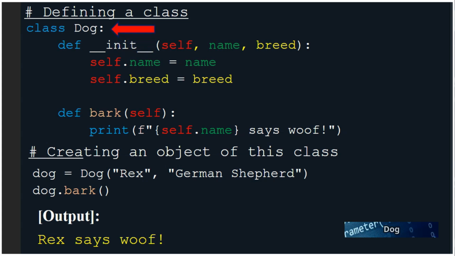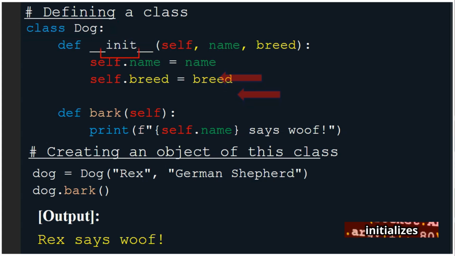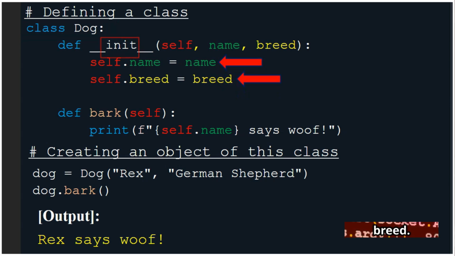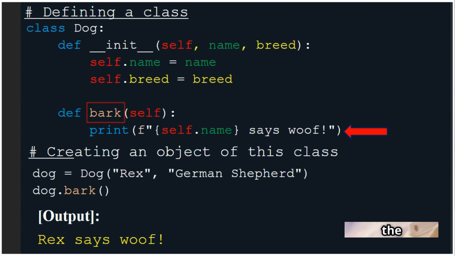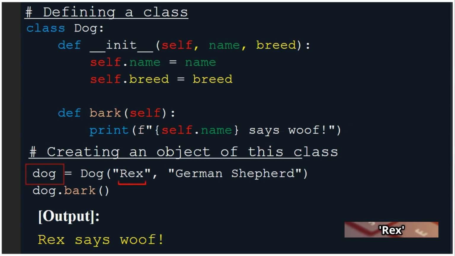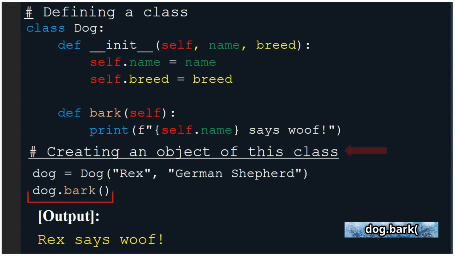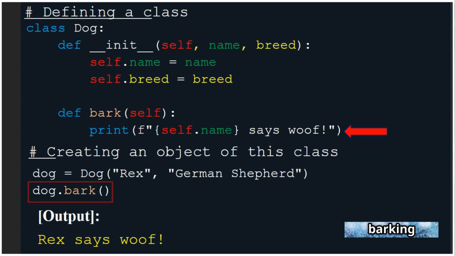Here we define a class called Dog that represents a dog. The init method initializes the dog with a name and breed. We also define a method bark that makes the dog bark. We create a Dog object with the name Rex and breed German Shepherd, then call dog.bark to print the barking sound.